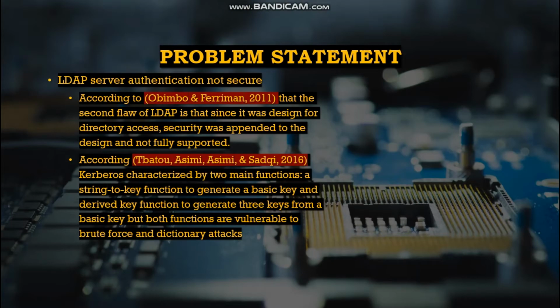The problem statement is, according to Obimbo and Ferryman 2011, that the second flaw of LDAP is that since it was designed for directory access, security was appended to the design and not fully supported. Second, according to Tabato Asimi and Sarki 2016, Kerberos is characterized by two main functions: a string to key function to generate a basic key, and a derive key function to generate three keys from a basic key. But both functions are vulnerable to brute force and dictionary attacks.